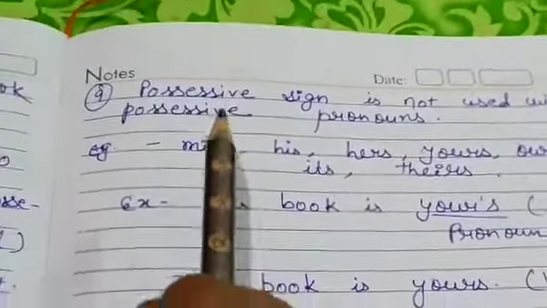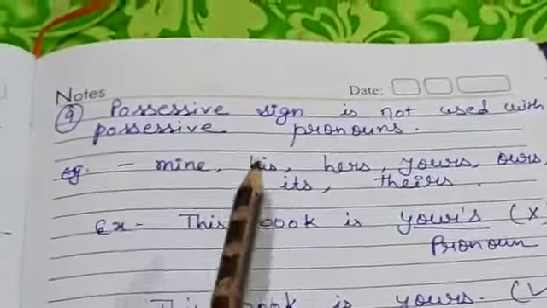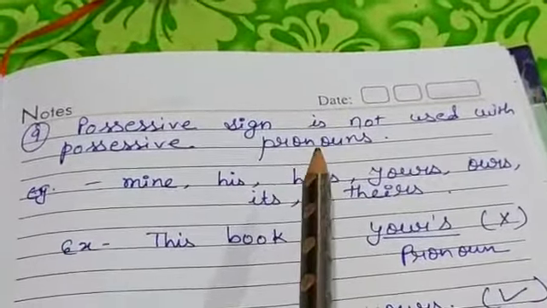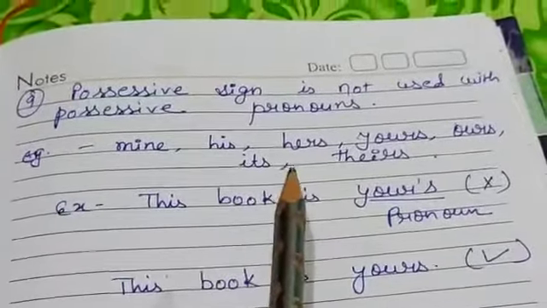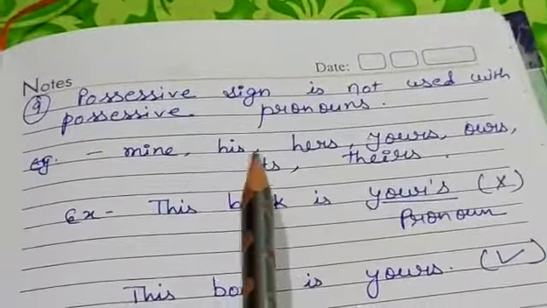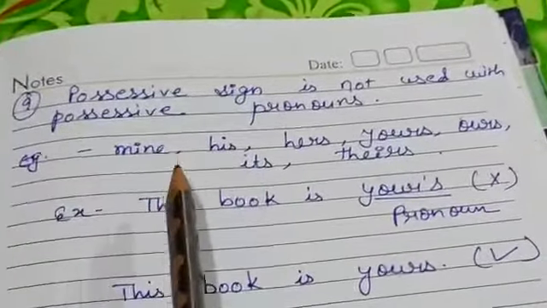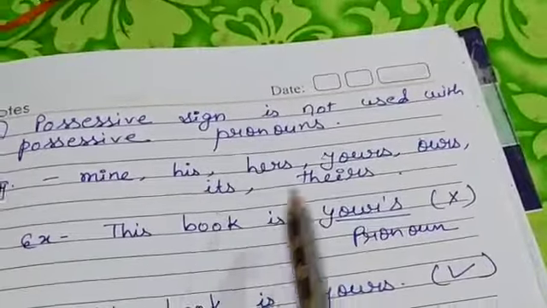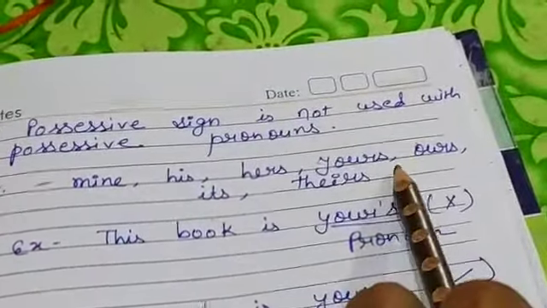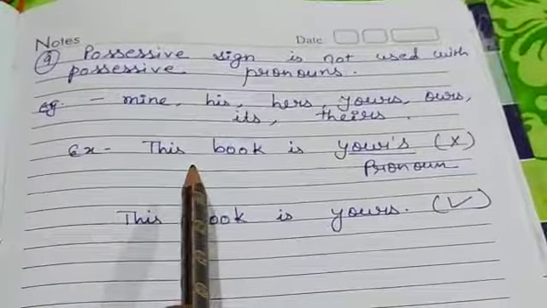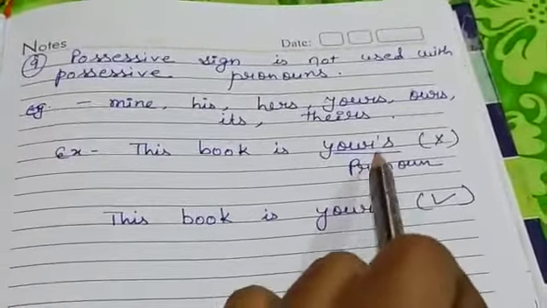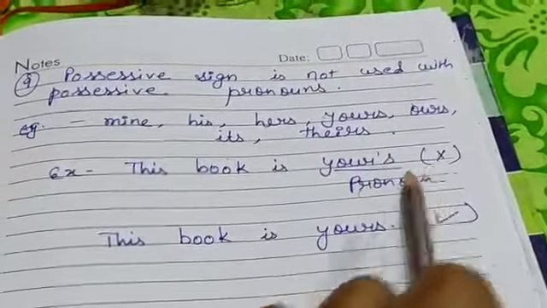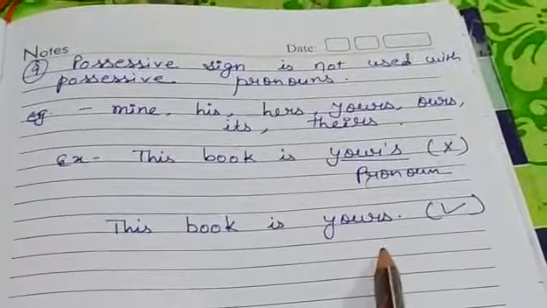This is the last rule, but I should discuss it in detail when I start discussing pronouns. But I am just giving you some idea. The possessive sign is not used with possessive pronouns. For example, mine, his, hers, yours, ours, its, theirs. These are all possessive pronouns. For example, you see, this book is yours. Here, yours is actually a pronoun, so you can't use apostrophe S here. This is wrong. What do you have to do? This book is yours. No apostrophe.